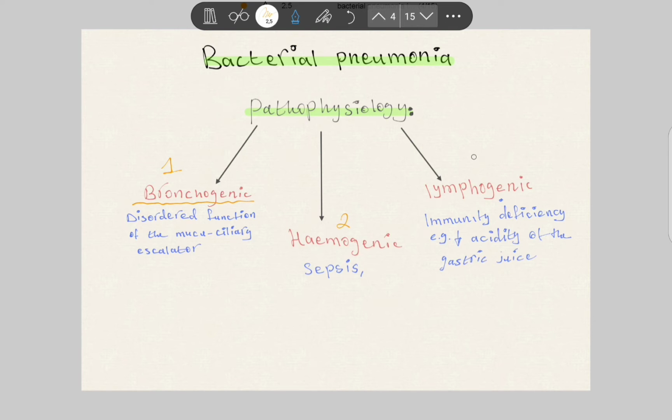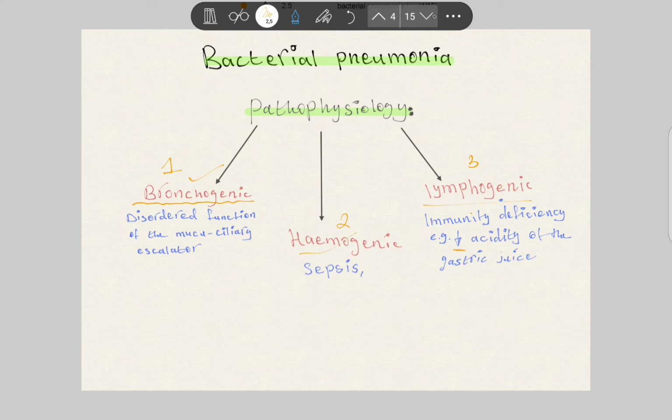So the next mechanism is the lymphogenic mechanism. In this case, a deficiency in immunity occurs. So when the immunity is deficient, such as in the case where the acidity of the gastric juice is decreased, it makes a great possibility to develop various diseases, especially pneumonia. So keep in mind these three mechanisms: bronchogenic mechanism, hemogenic mechanism, and lymphogenic mechanism.